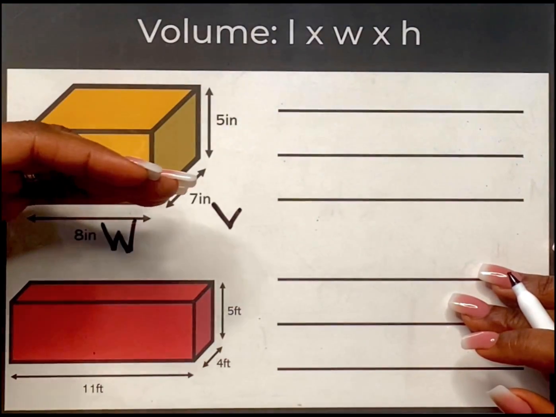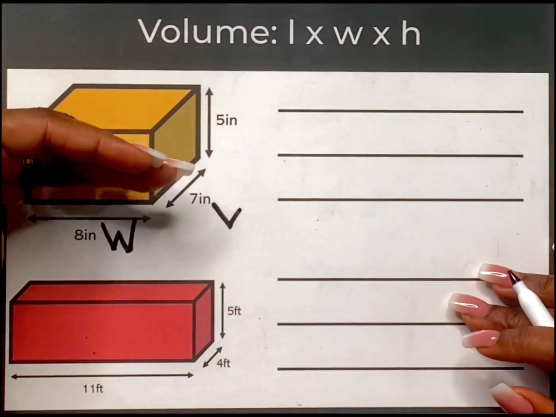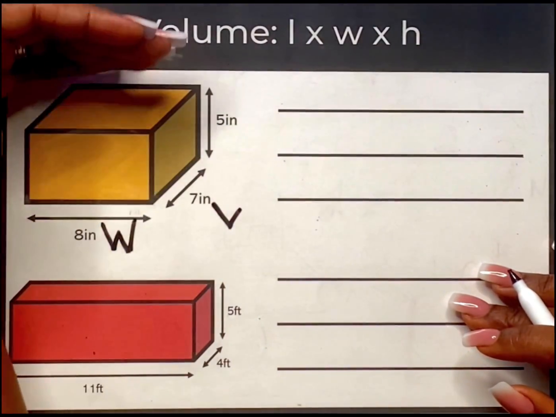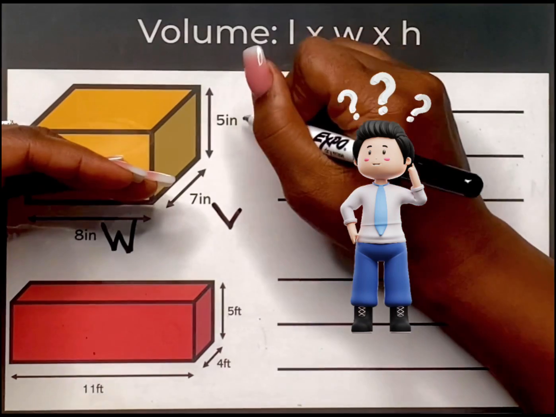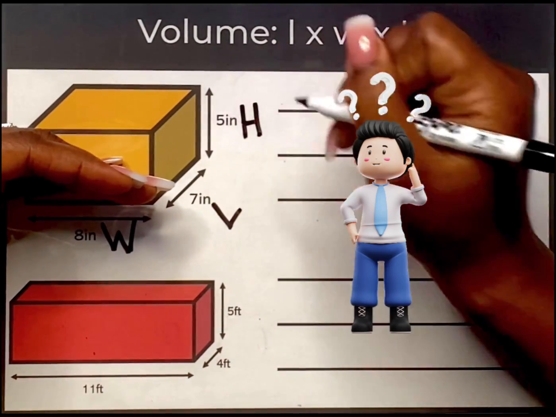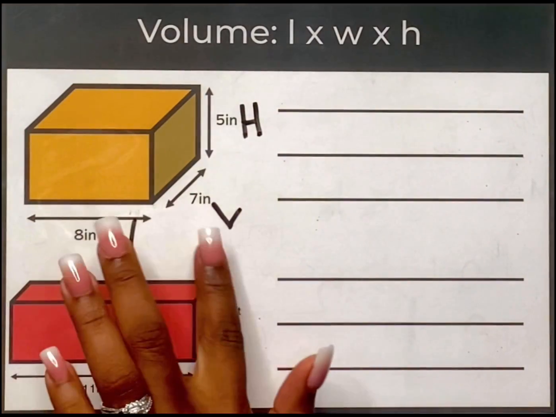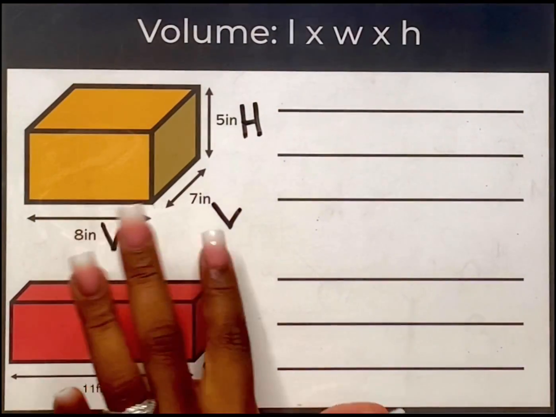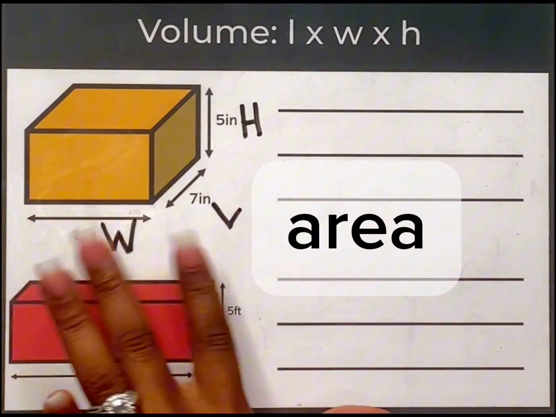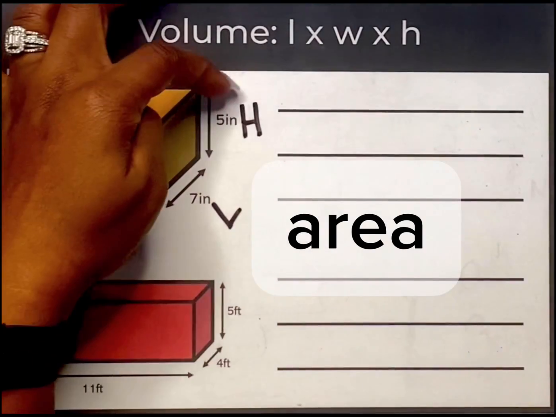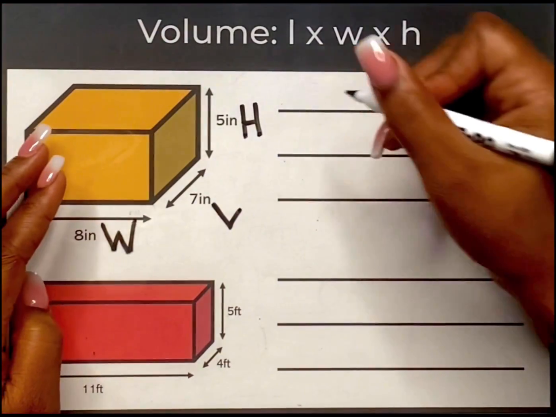Our height is the number of layers up. Some students like to say how high or how tall it is. Tall, height, like what's your height? So how tall it is. We know these two can be interchangeable. Length times width is area. So either way, as long as you have the height correct, you're fine.